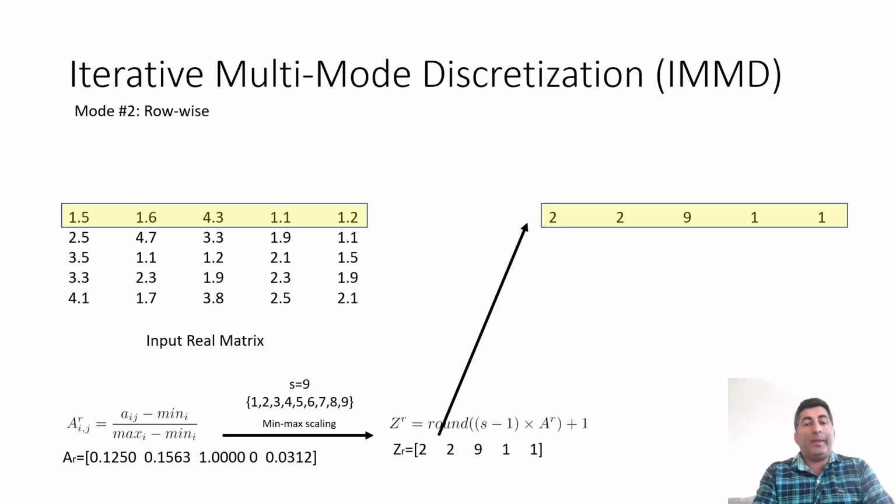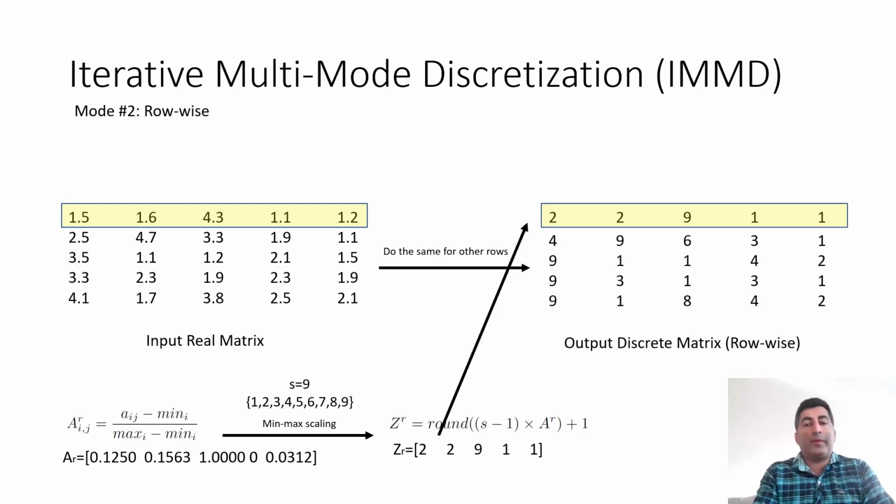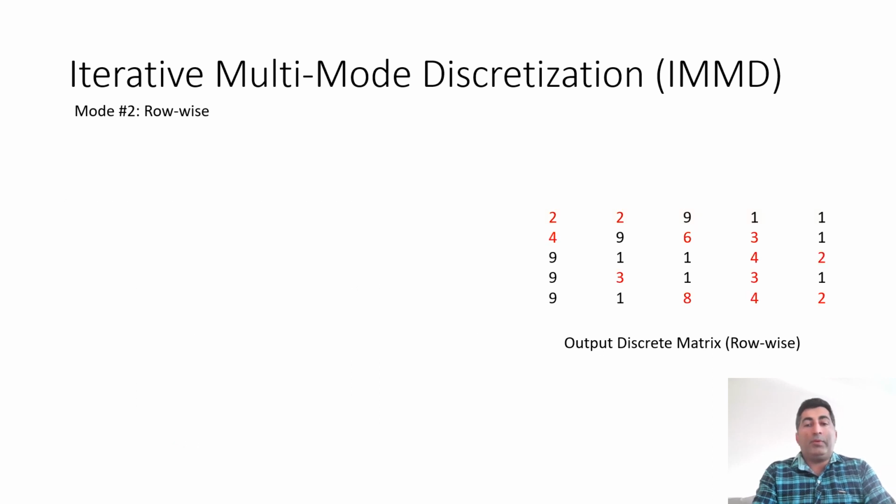So our first transformation for the first row becomes this one. We do the same procedure for other ones, and then we will have the output discrete matrix for the row-wise scenario. We do the same procedure.